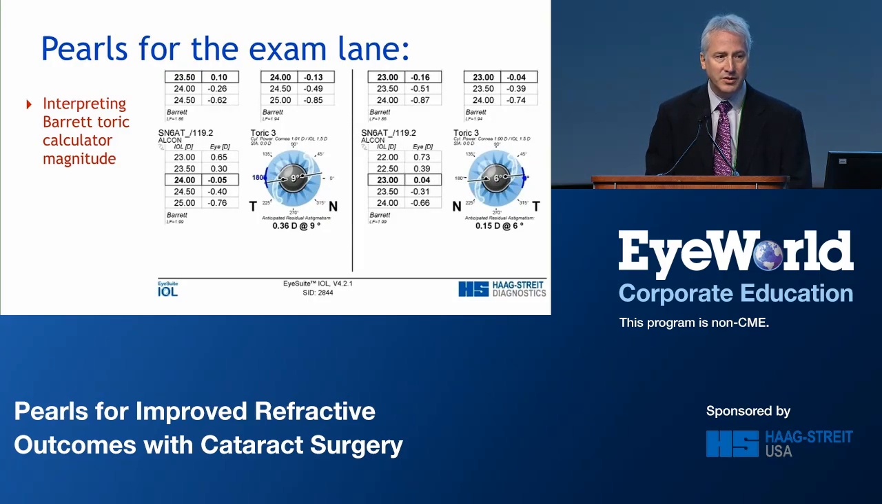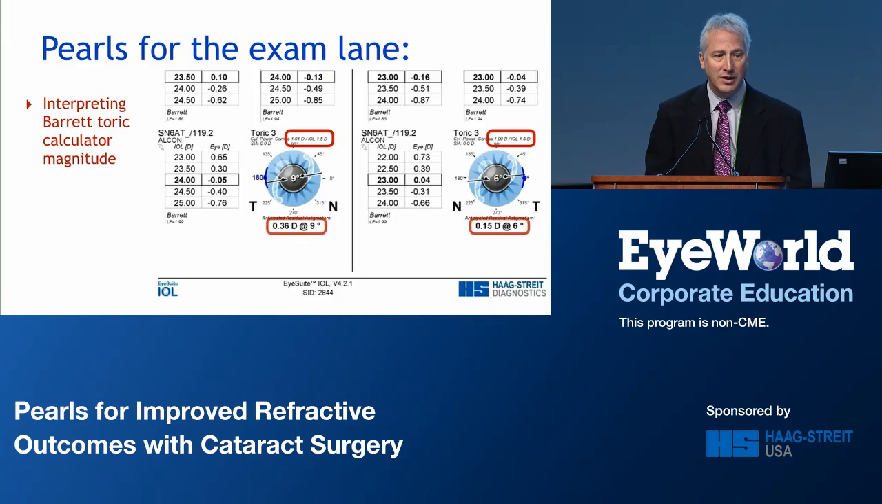And when we interpret the Barrett Toric calculator's magnitude, there's a couple little tips that I want to pass along to you, and they're very useful for me. First, I like to look at this part. Now that is actually the predicted amount that a given implant lens with toricity will correct. In this instance, it's saying that 1.5 diopters of toricity will correct roughly a diopter of astigmatism.